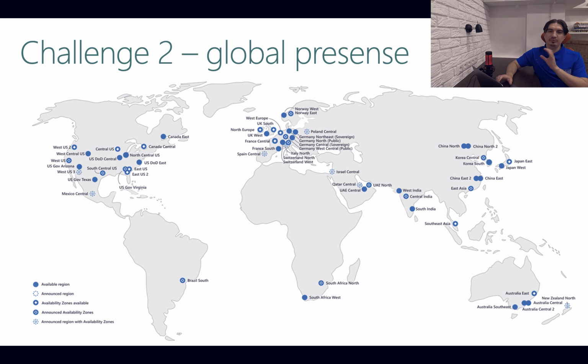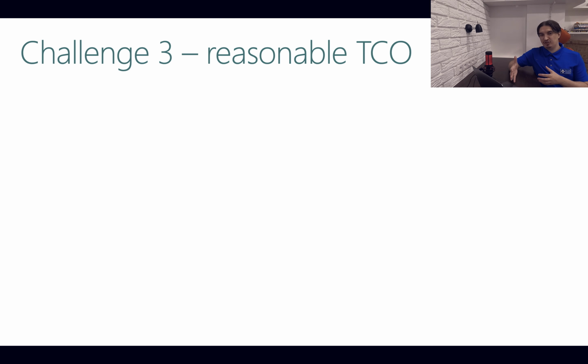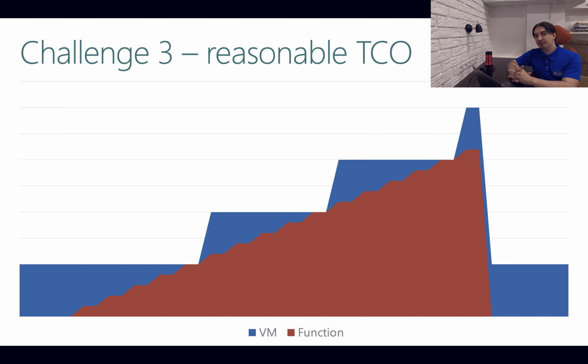But what is really important to understand here, when we are working with ensuring the global presence, was the next challenge: how you can still maintain a reasonable total cost of ownership for that kind of scenario. So let me show you this graph here.